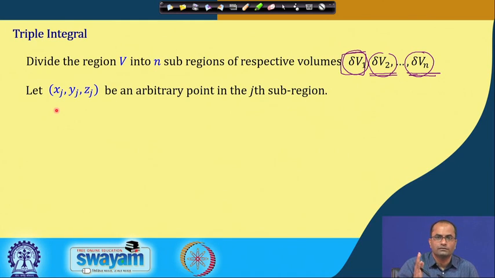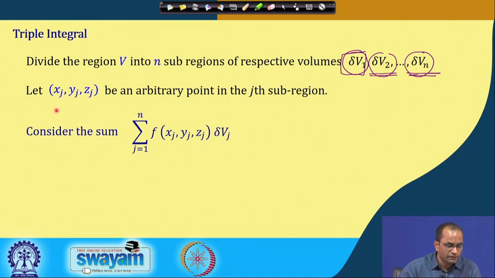We divided the 2-dimensional domain into small sections, small cells, and then in each cell we had taken a point, and the corresponding value of the function at that point was multiplied by the area, and that was summed up, and taking the limit of that sum we introduced the double integral. So, here as well, we will consider this sum now.